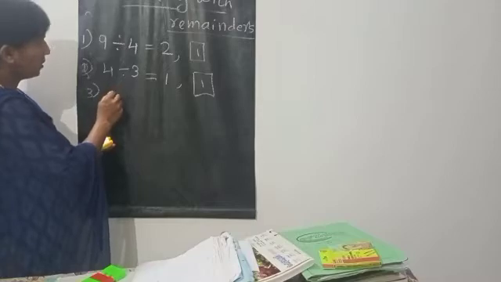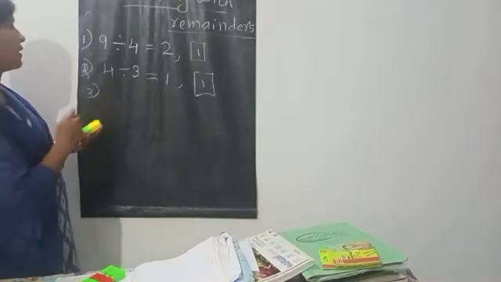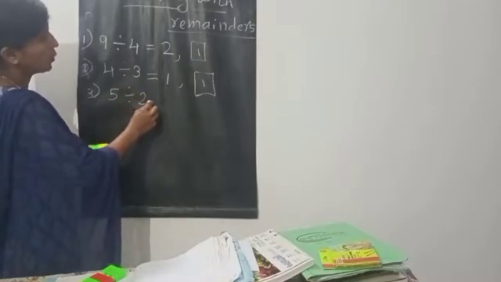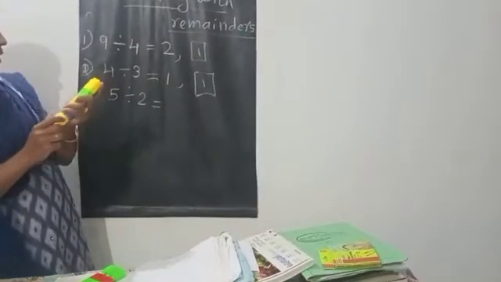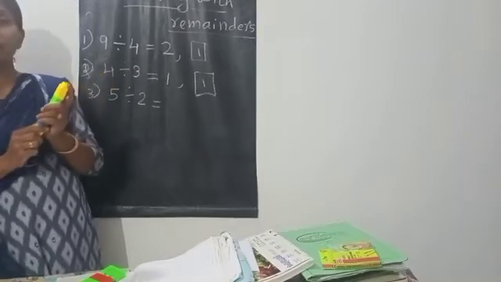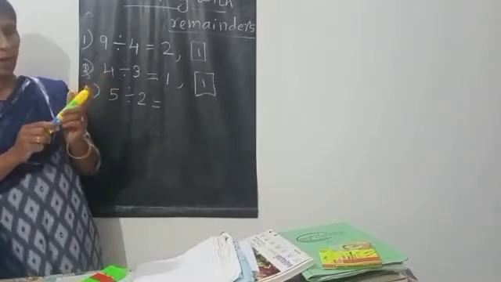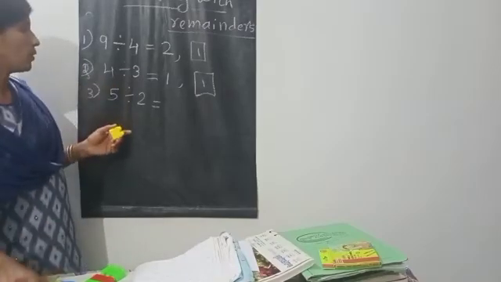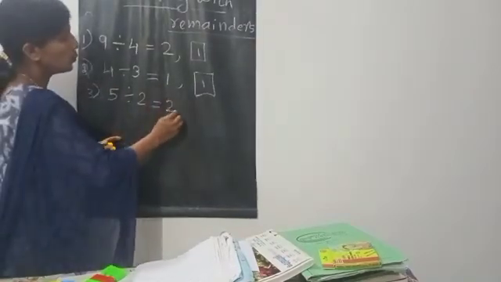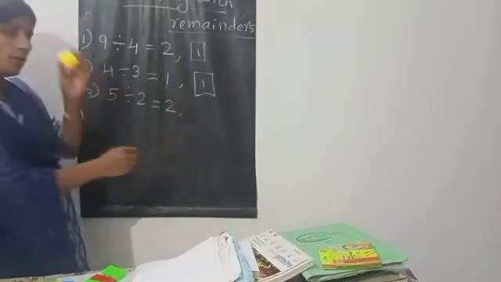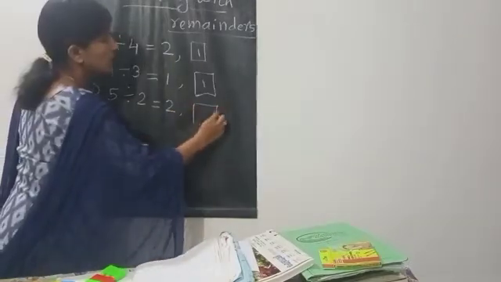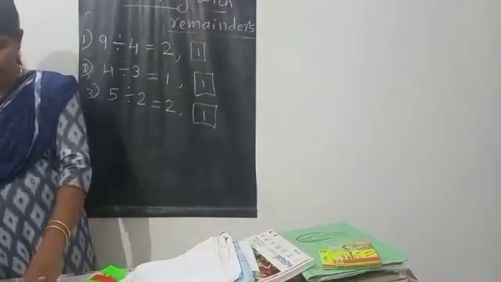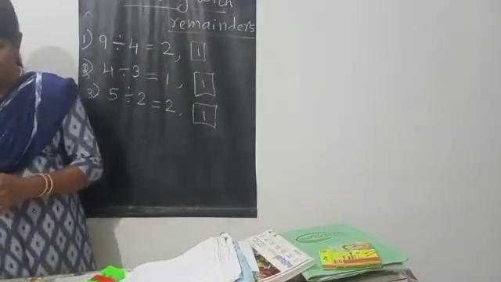4 total 5 are here. 5 divided by 2 is equal to... here we are going to find how many times we can take away 2 from 5. One time, 2 times. Here I got answer 2 and remainder 1 is remaining. Remainder is 1. Then we can do many examples like that.